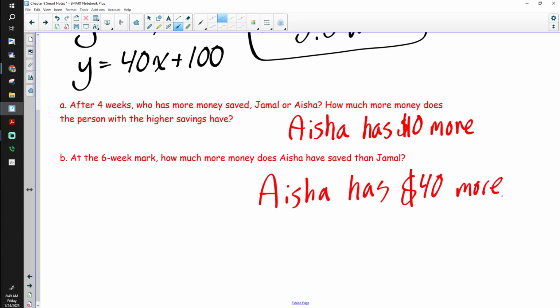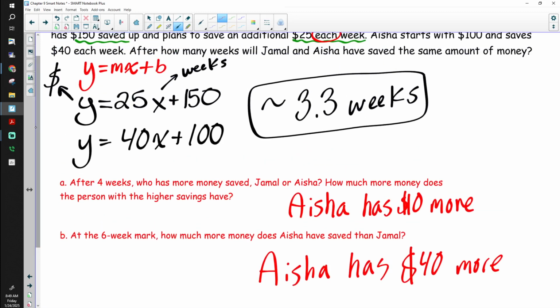So looking at a problem like this, if you're saving money for a long time, does it make more sense to make sure you start with more money or to make sure you save more money each week? What's going to be better in the long run? Saving more money each week. You see, it's not about how much you have at hand at the given moment. It's about how much you can save each month that actually matters.